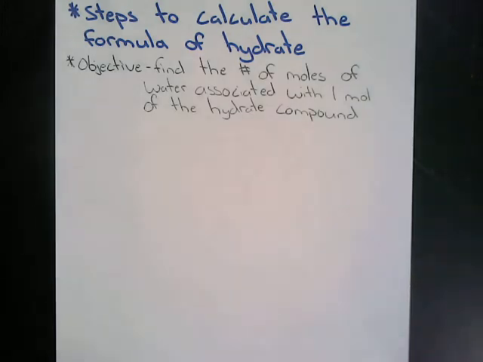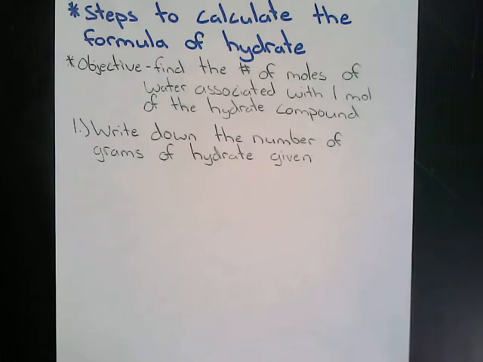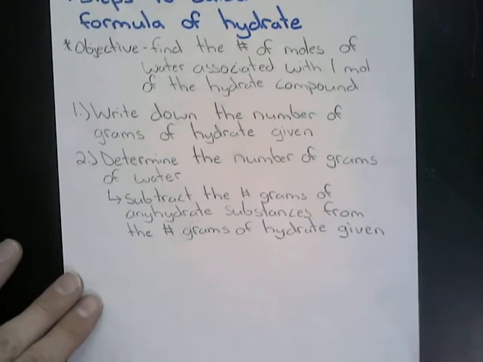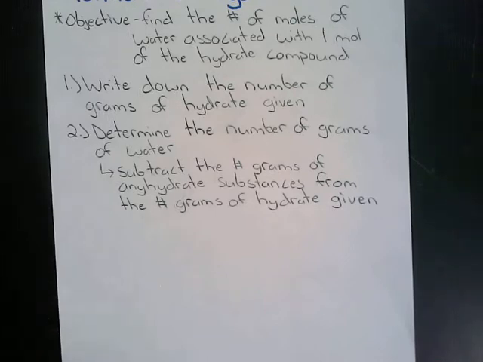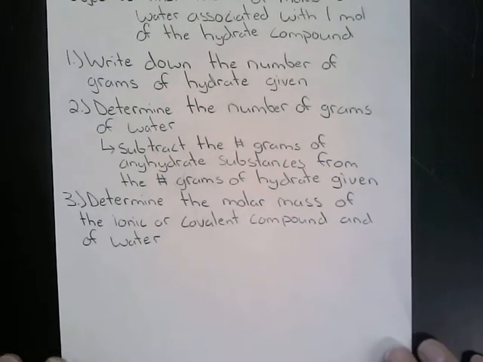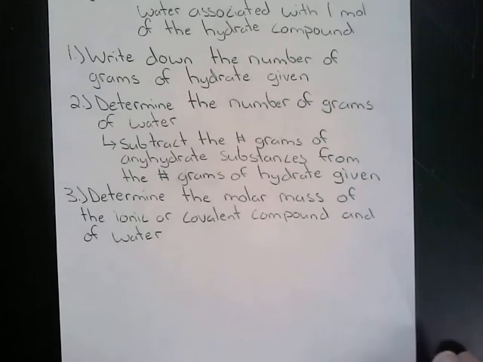The first step that we need to do to accomplish this is write down the number of grams of hydrate given. The second step is to determine the number of grams of water. This is done by subtracting the grams of anhydrous substance from the grams of the hydrate given. The next step is to determine the molar mass of the ionic or covalent compound and of water. The next step is to convert the number of grams of water and anhydrous substance to moles.